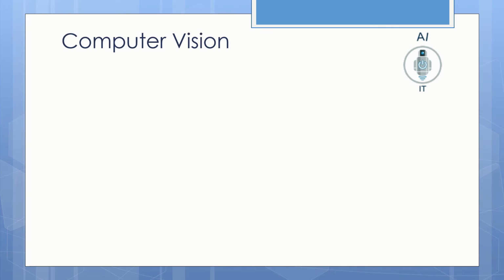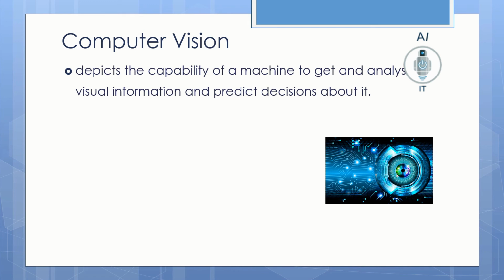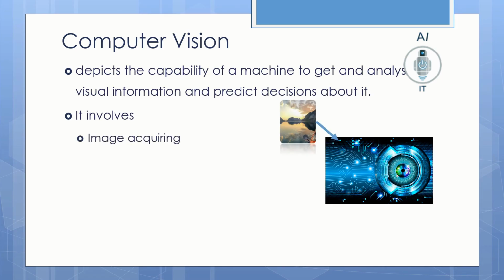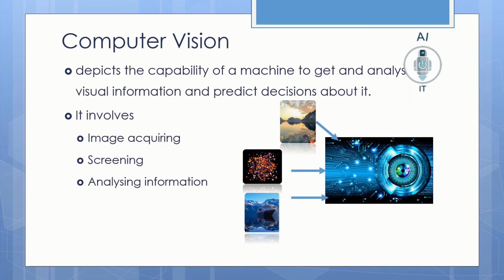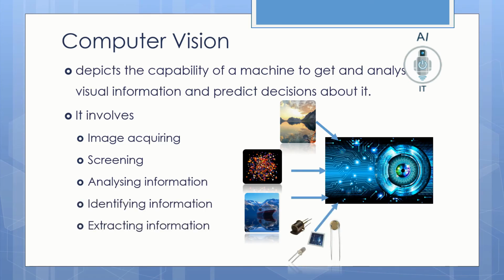The second domain that we are going to learn is computer vision. Computer vision is a domain of AI that depicts the capability of a machine to get and analyze visual information and predict some decision out of it. Now this involves image acquiring, screening it, analyzing the information in the image, identifying and extracting information. So what input is fed into these machines? It is in the form of images or videos.